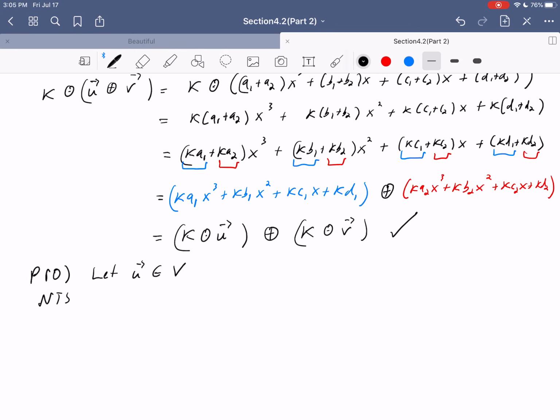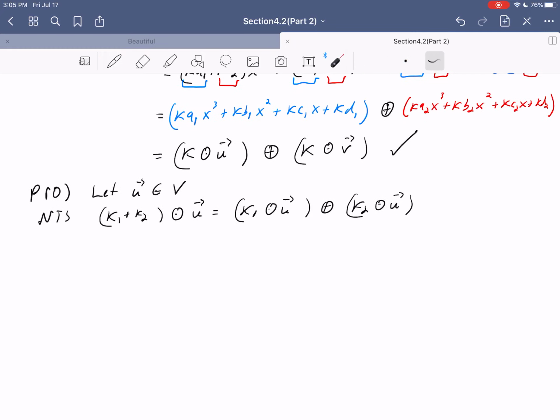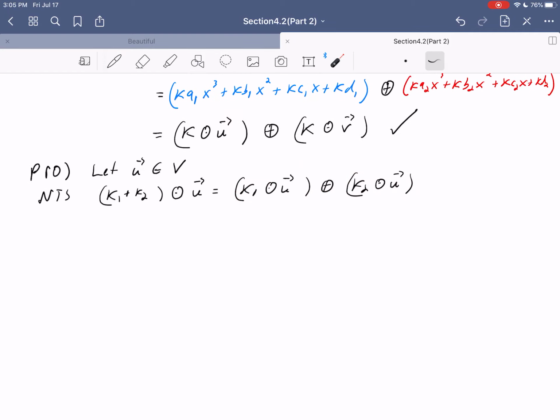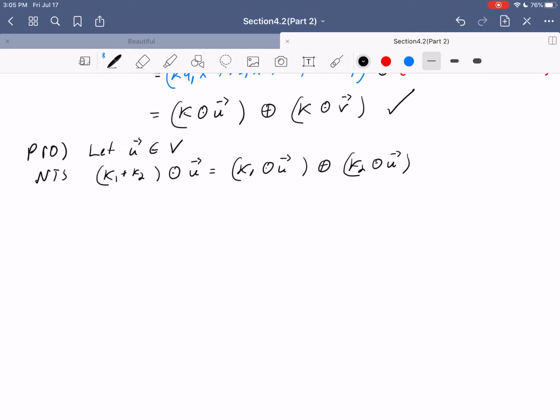And we need to show that K1 plus K2 scalar multiplied with u is the same as K1 scalar multiplied with u plus K2 scalar multiplied with u. Now, it's always interesting on P10 to recognize that this is just a normal plus because this is just adding two numbers, but this plus, because both of these are vectors, must be the vector addition. This would be especially important to recognize in later examples where this vector addition might not be the standard operation we're used to.